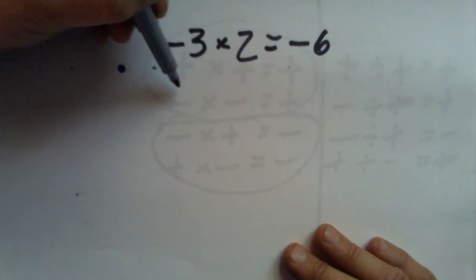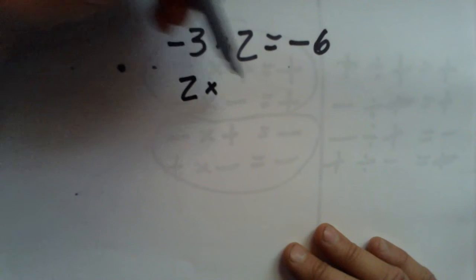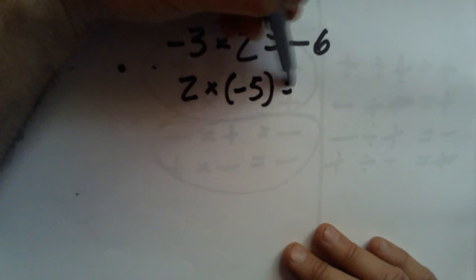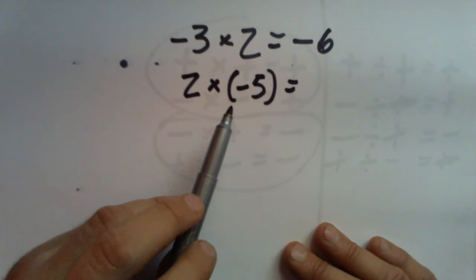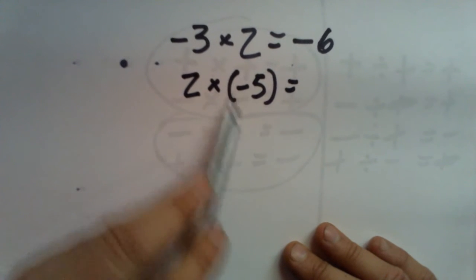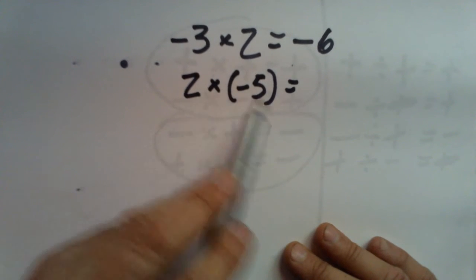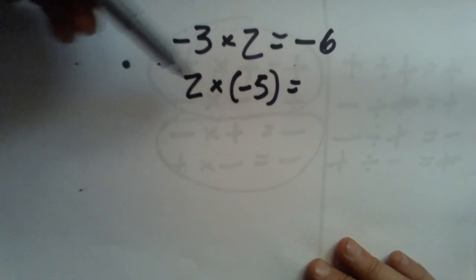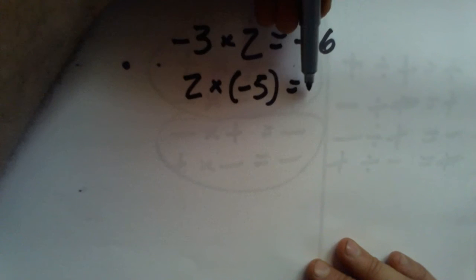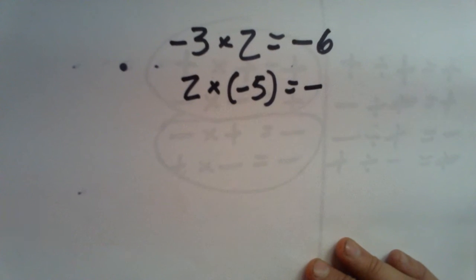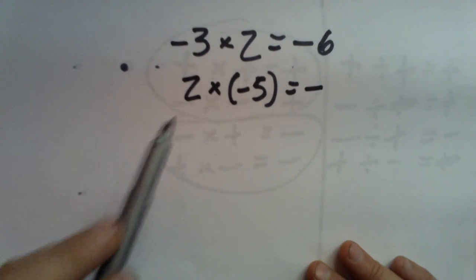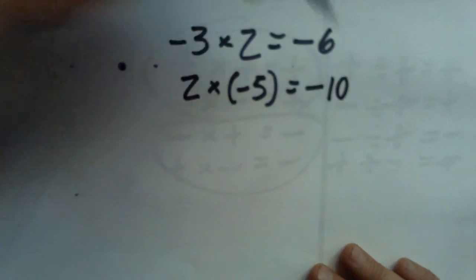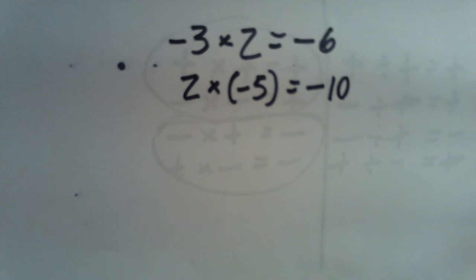So what if I did 2 times negative 5? And see how I did it in the parentheses? We do that just so that we kind of know it's a negative 5 and it's not 2 minus 5. It kind of helps clear it up a little bit. Okay, so I have a positive and a negative. Same rule. It's going to be negative, so I'm going to put that. So what's 2 times 5? That's 10. So that's a negative 10.